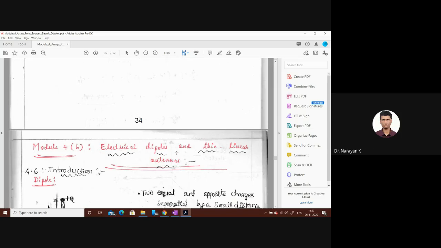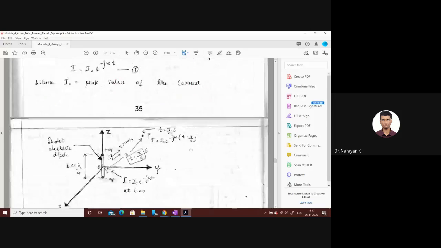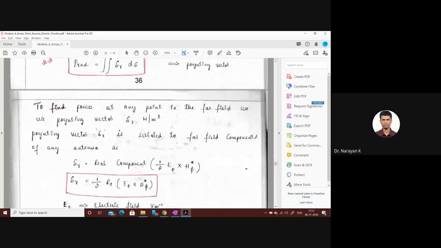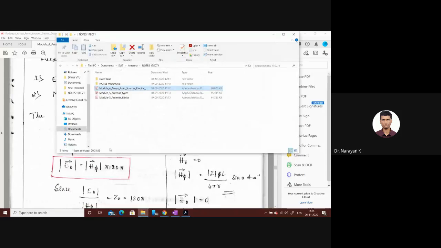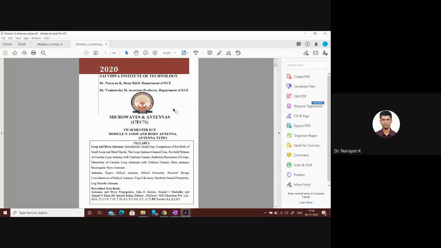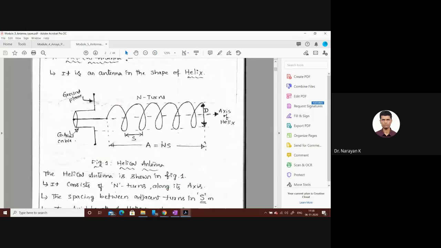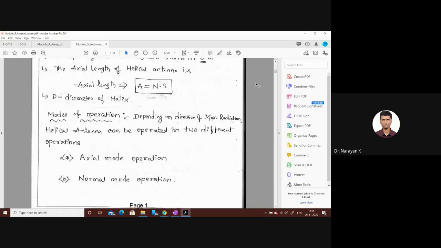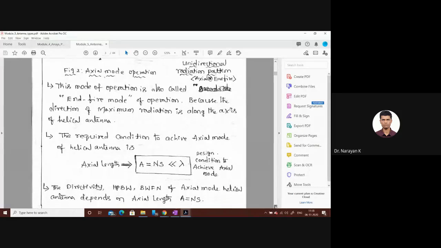So this more or less finishes the 1.5 modules from my end: the third module and half of the fourth module. Now I have to start in the next class electric dipoles and thin linear antenna. That will be the second part of the fourth module. You have a lot of derivations here followed by some problems. Then we'll be going to your fifth module, where we'll start with the helical antenna. In the fifth module, part 1 is a little bit easy for you. So this is what I'll be doing next.